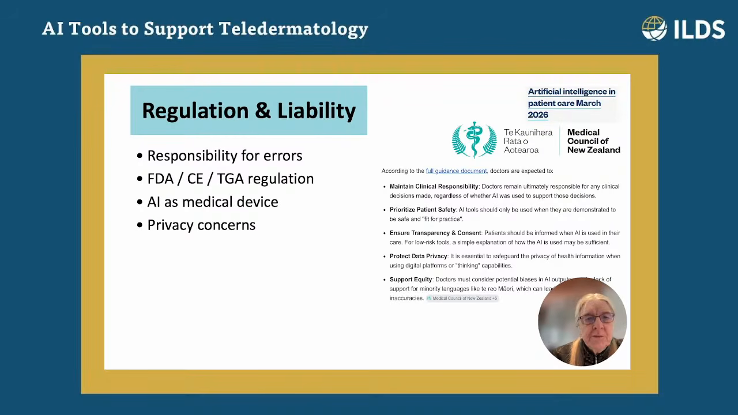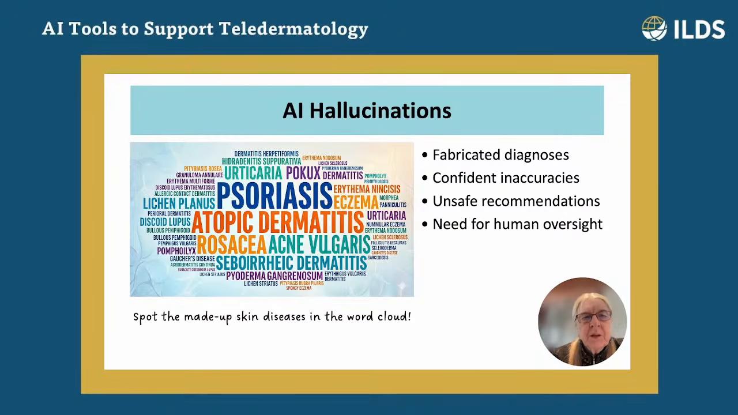Regulation and liability is a very important component. The human is responsible for errors. There are various regulations of AI. They're very sophisticated and complicated. Luckily, in New Zealand, we have very few at present, although more are planned. So AI is considered a software, a medical device, and privacy concerns are paramount. Medical Council of New Zealand has produced guidelines for practitioners.